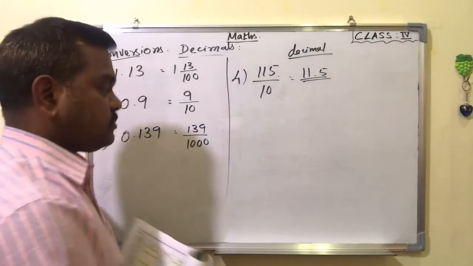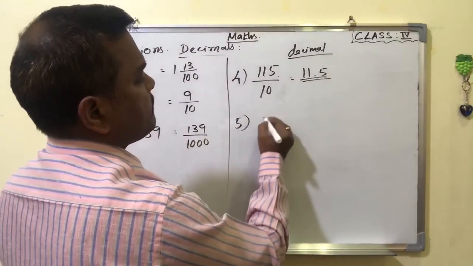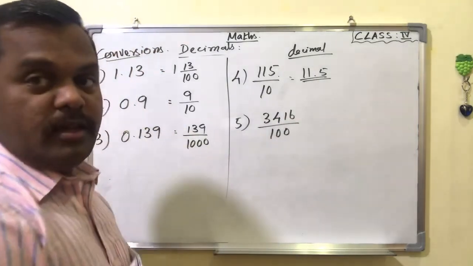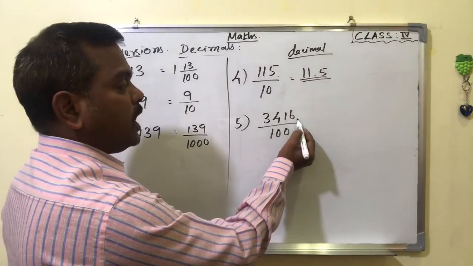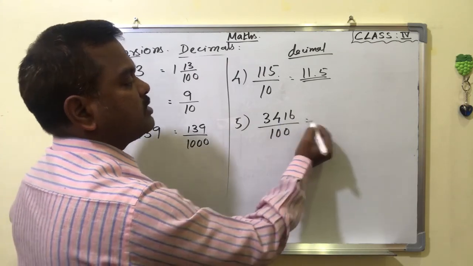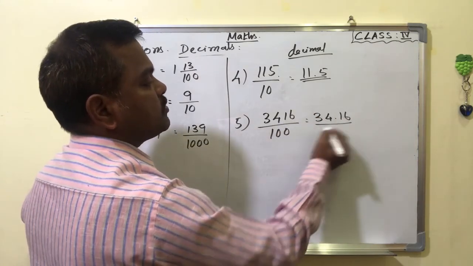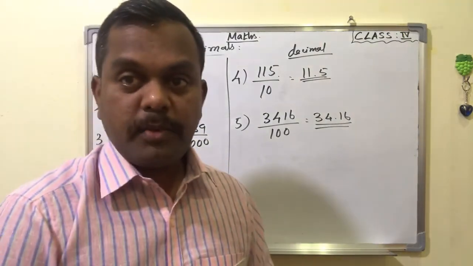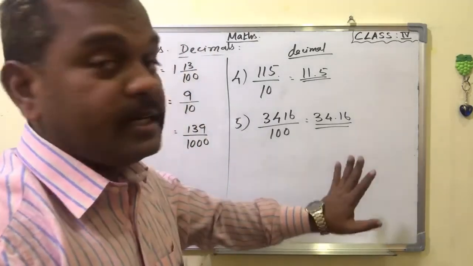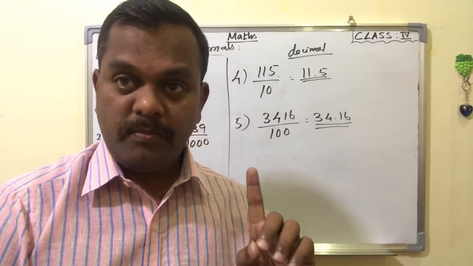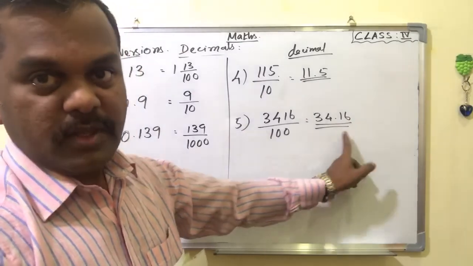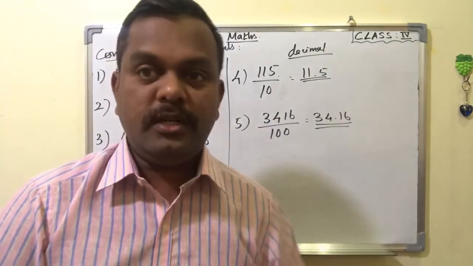Okay. And one more question. Divided by 100. How many zeros are there? 2 zeros. So you have to move this point 2 decimal places to the left side. The point will come here: 34.16. Already I explained how to read: the whole number part you can read as itself. After the decimal point, you have to read one by one. See, 34.16. This is the way you have to read. Okay, understood?